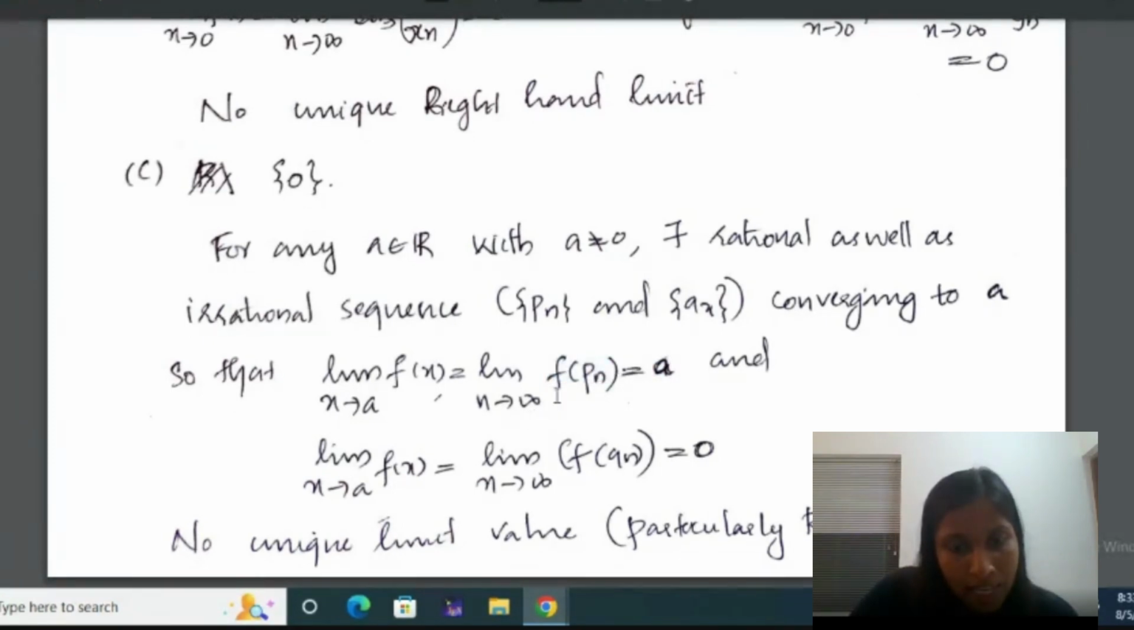So the limit of f of pn as n tends to infinity will be pn's limit, that is a itself. Here the limit of f of qn as n tends to infinity will be 0. So if you take any non-zero point, the limit will not exist, particularly the right limit will not exist. So at 0, these two things will coincide, and the limit exists there.